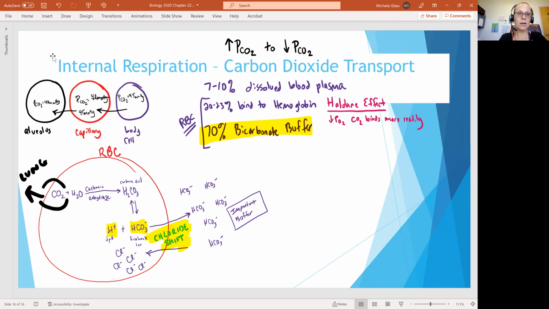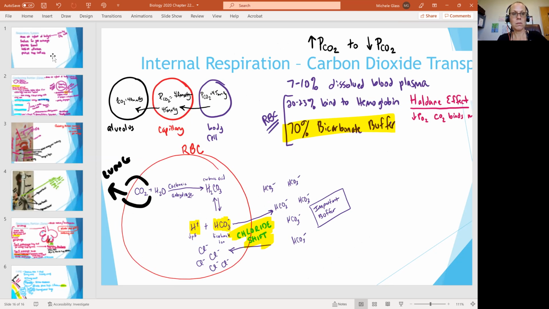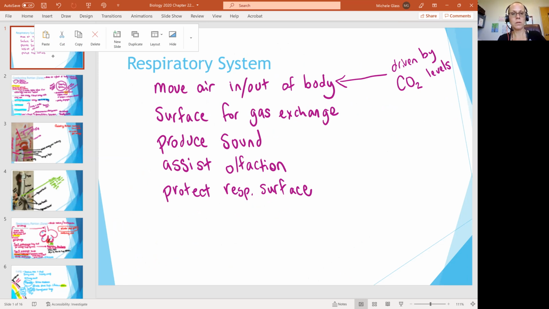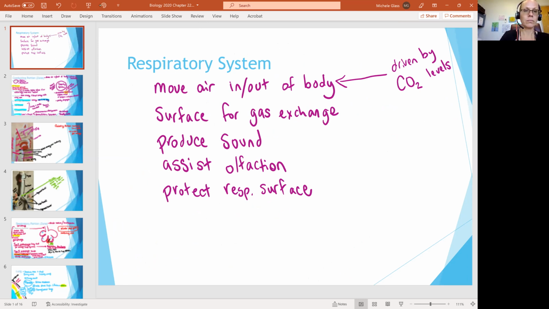One of its jobs, so let's go back to the beginning because I'm not sure if we said it, one of its jobs is going to be to help regulate pH. So make sure you're adding that to your list of functions as well.